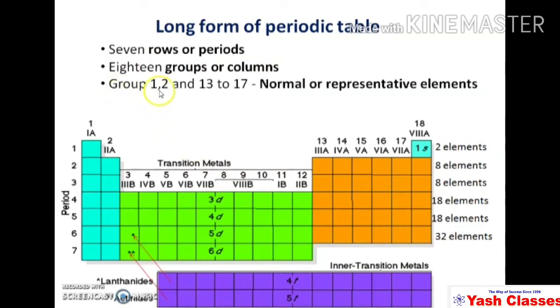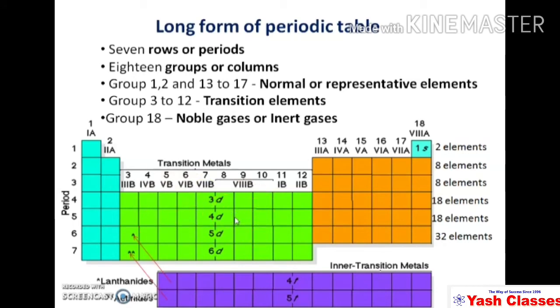Group number 1, 2 and group number 13 to 17, these are normal or representative elements. Group number 3 to 12 are called transition elements. And especially group number 18 elements are the noble gases or inert gases. So this is the outline of the periodic table. In this chapter we are going to focus on the elements belonging to group number 16, 17 and 18.